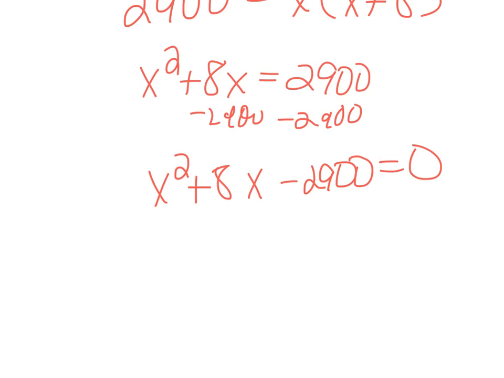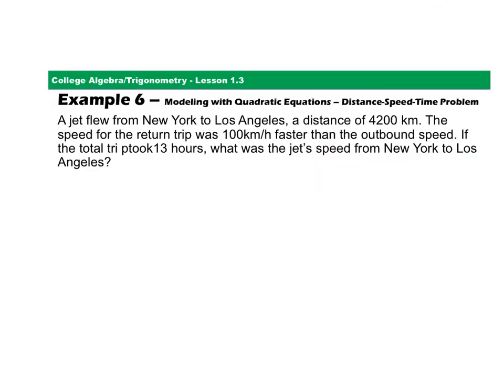The first thing you should try and do, don't just jump to the quadratic formula. What should you try and do first? Solve it by factoring. I would first try to see what number times what gives me 2,900 but adds to give me 8. We're not going to do this right now. But if you can't factor it, because some of these aren't factorable, then what formula do you use? The quadratic. Okay.